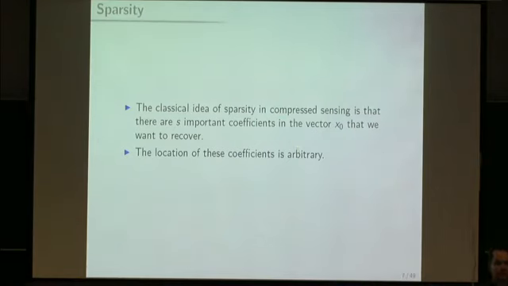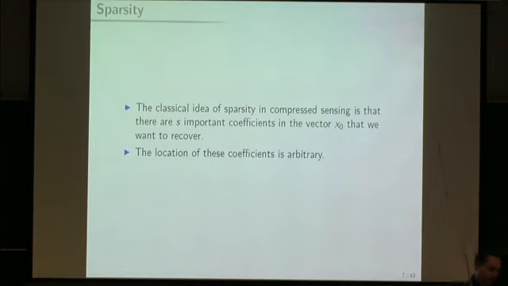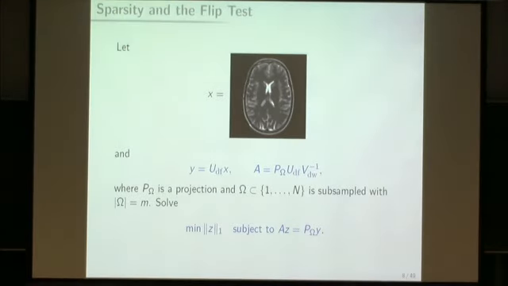Sparsity in compressed sensing means that you have S non-zero coefficients, but you don't know where they are. And that makes total sense, right? Why would you like to have a model where you need to know where they are? So the whole point is that the location of these coefficients is arbitrary. Okay, now, does that mean really that in applications the success of the subsampling schemes that you have is independent of the location of the coefficients? Well, it's a very easy test to test this. We call it the flip test.